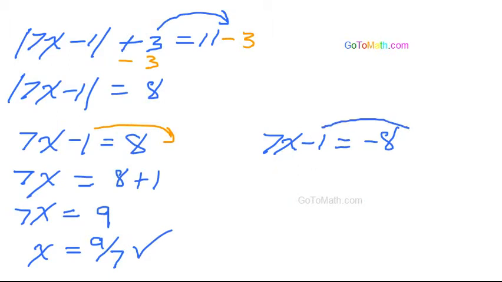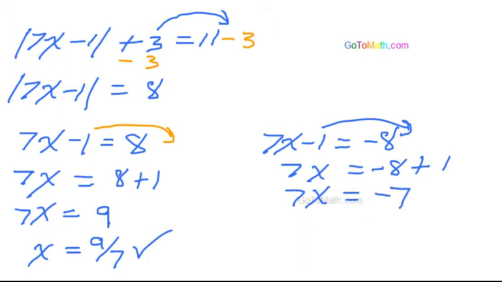And then of course here we're going ahead, take that 1 to the other side. We got -8 plus 1. So we end up with 7x is equal to -7. Therefore x is equal to -1. -1 is our other solution.